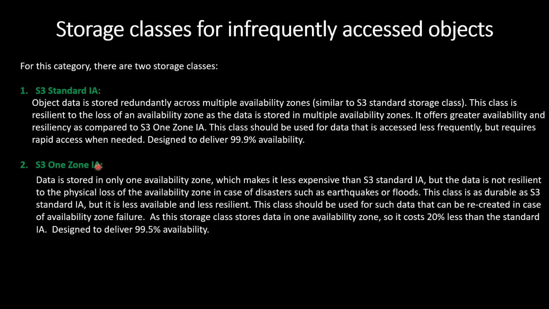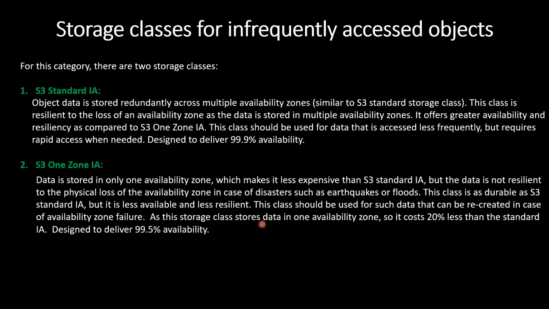Now S3 One Zone IA. In S3 One Zone IA, data is stored in only one availability zone, which makes it less expensive than S3 Standard IA, but the data is not resilient to the physical loss of an availability zone in case of disasters such as earthquakes or floods. This class is as durable as S3 Standard IA, but it is less available and less resilient because it is in only one availability zone. This class should be used for data that can be recreated in case of availability zone failure.